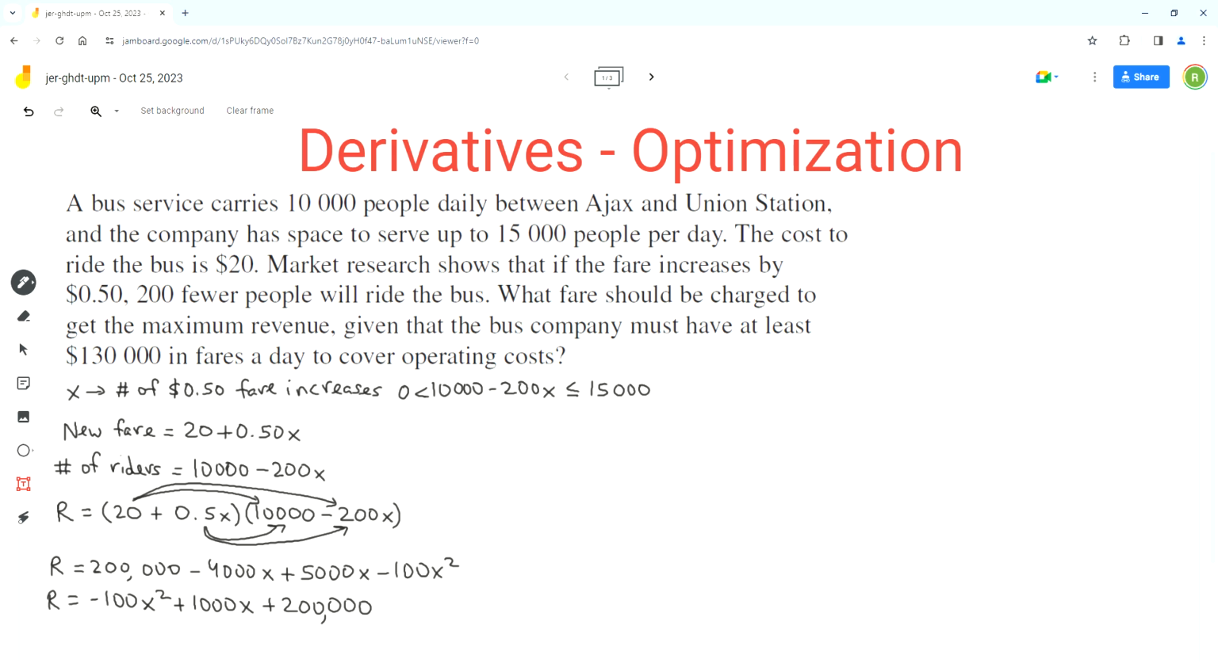So the first step is to subtract 10,000 from all sides. So we get negative 10,000, and the 10,000 in the middle will cancel each other out. And then negative 200x, and less than or equal to 5,000.